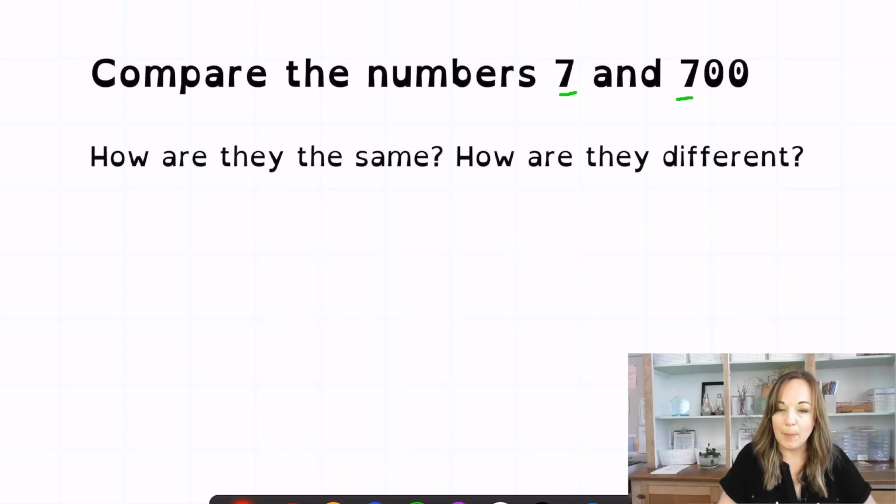They are the same because they both have a digit 7. In the number 7, 7 is in the ones position. In the number 700, 7 is in the hundreds position. So they have the same digits, but they're in different positions. And 700 also has 2 zeros as digits.